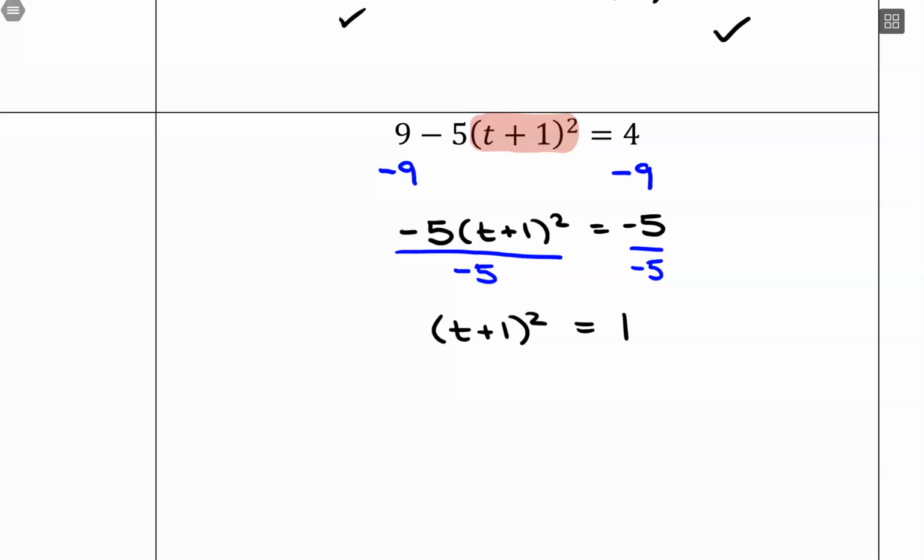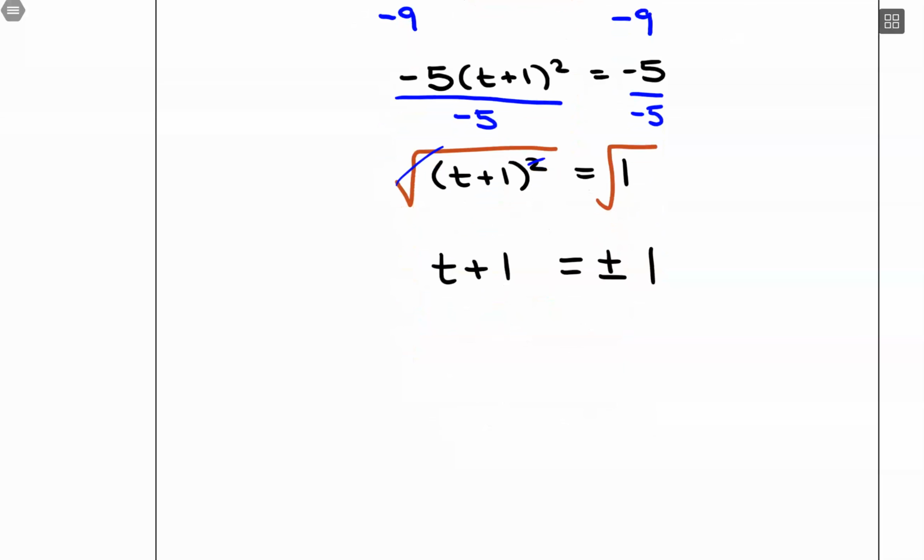Now I can take the square root of both sides, because essentially I want to cancel out that exponent of 2, and to do that, we use a square root. So I square root both sides. So I have equals, I have plus or minus. On the left-hand side, those cancel out with each other, so all I have left over is t plus 1. On the right-hand side, plus or minus, and then the square root of 1 is 1.